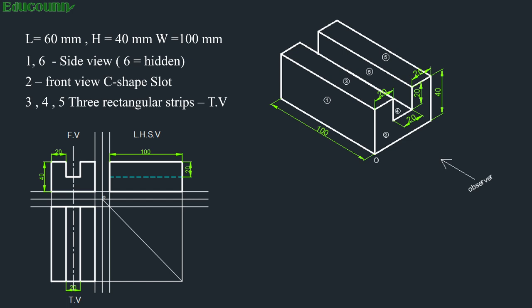Now in the top view, three rectangular strips are shown. Since 3 and 5 are in the same plane, surface number 4 is just 20 mm below 3 and 5. So this is the solution of the C-shaped slot. Now let us move to the next slide.